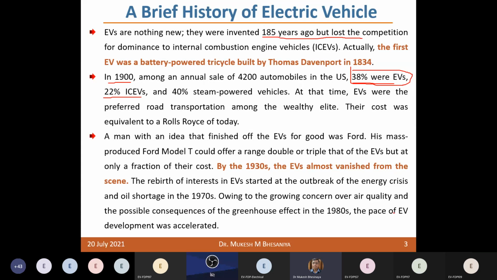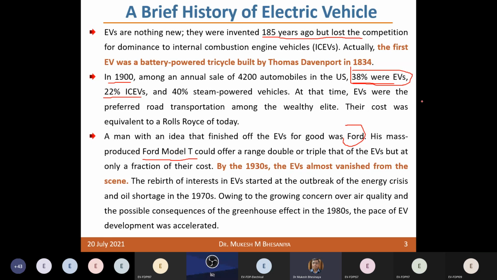But then the man who spoiled this market of EV was Ford. The man with an idea that finished off the EVs for good was Ford. His mass produced Ford Model T could offer a range which was double or triple than the EVs, but at only a fraction of their cost. And subsequently, by the 1930s, these electric vehicles almost vanished from the scene.